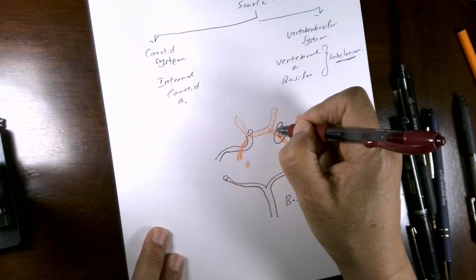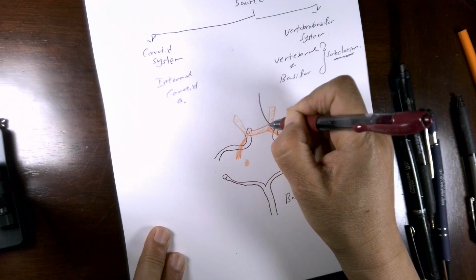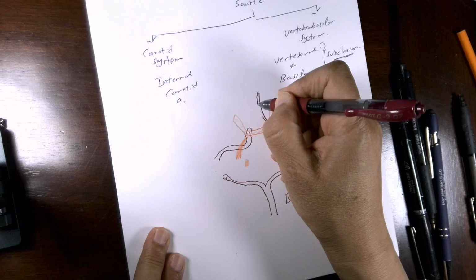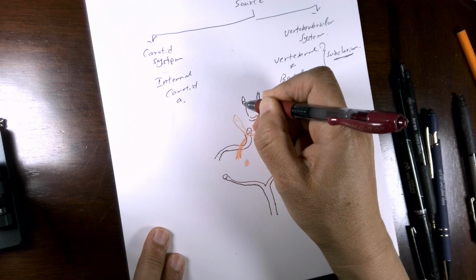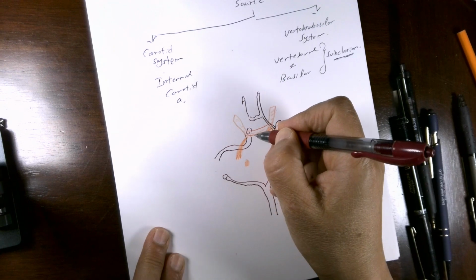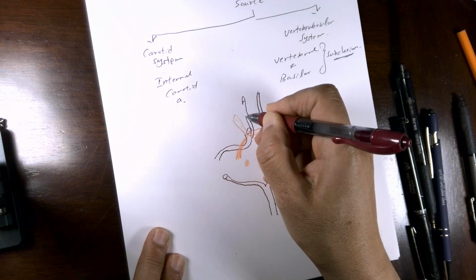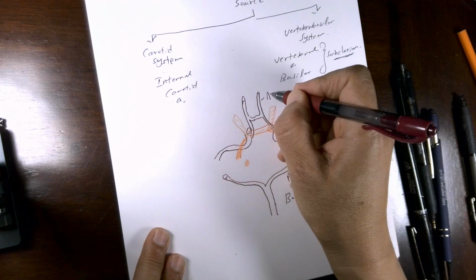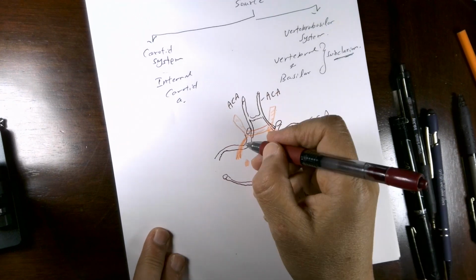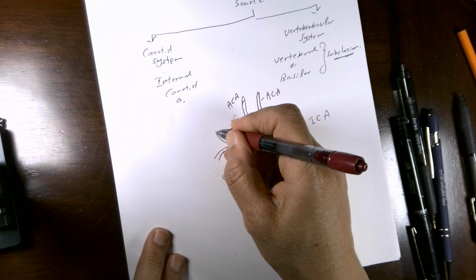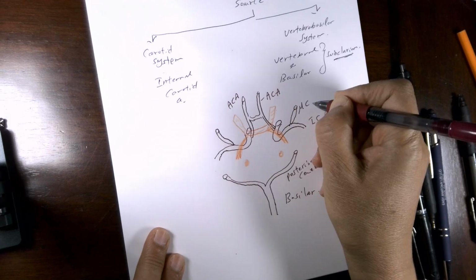The internal carotid artery is giving this artery, which is anterior cerebral, and it anastomoses with its fellow. Again, the fellow here is going to be the anterior cerebral artery. This is the anterior cerebral artery. Okay. The other branch is going to be the medial cerebral artery.